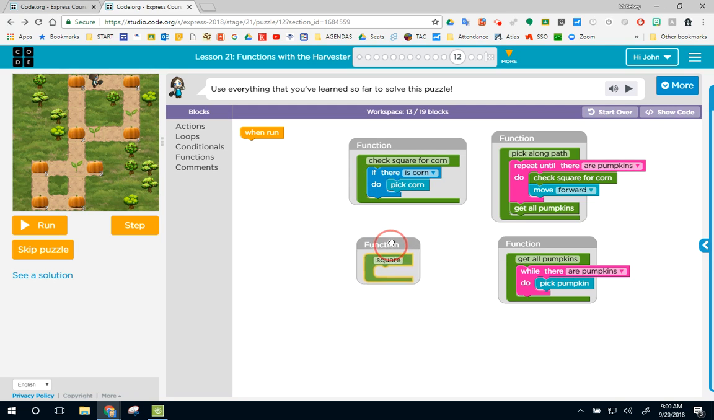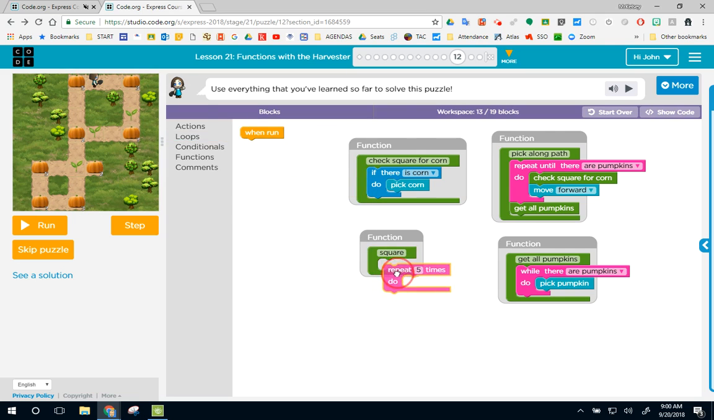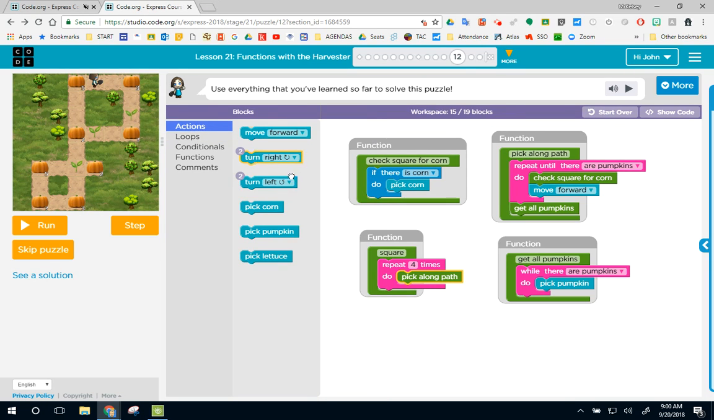All right, and now within this function that I'm going to create, this one is going to be deciding how do I do an entire square's worth of formulas here. So some of that is going to be, let's see, go in here. I'm going to repeat 4 times. Where's my loops here? Repeat this 4 times because the square has 4 sides. I'm going to pick along the path. So I'm going to pull that function that's already been in here. I pick a long path. I'm going to turn right. Actions, turn right. Move that there.